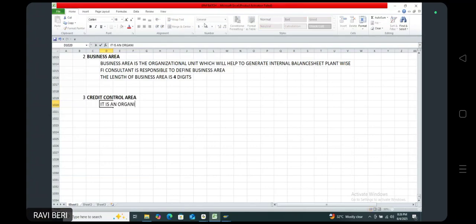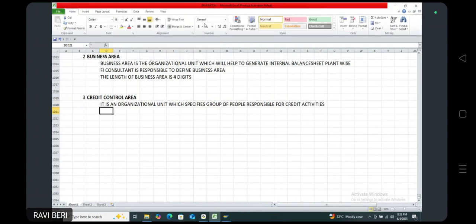It is an organizational unit which specifies group of people responsible for credit activities. We also call it as credit department.